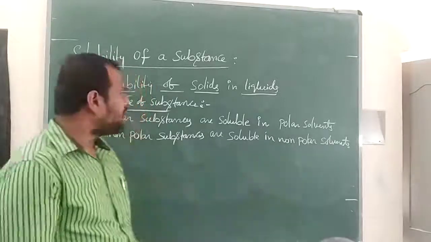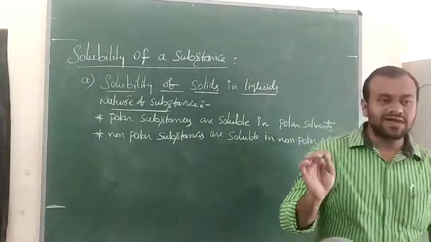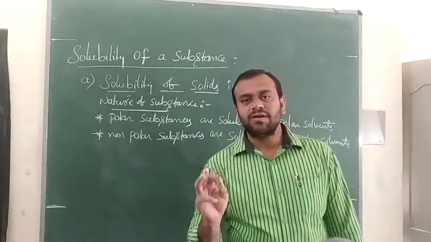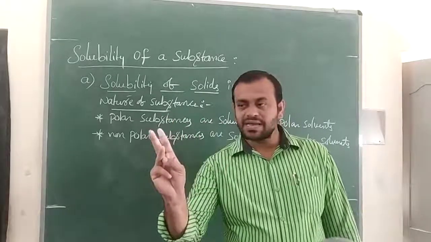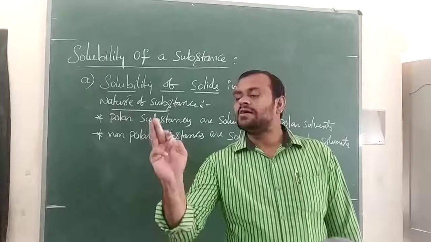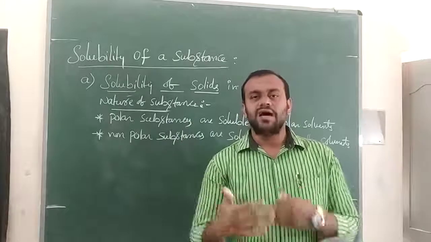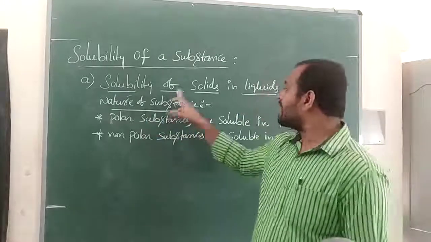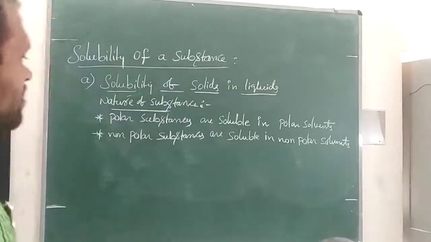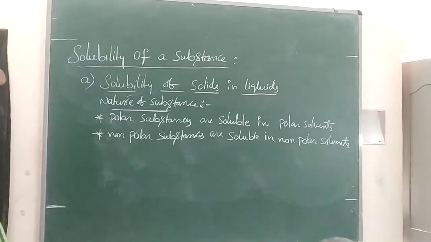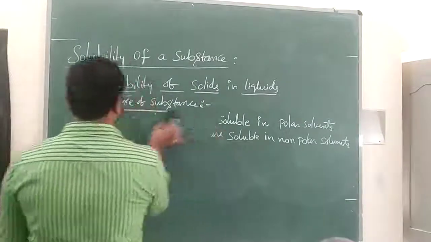Hope you understand. So the final conclusion is that the solubility of solids in liquids depends mainly on three factors: one is temperature, the other is pressure, and the other is the nature of the substance. Hope you understand, right? I am moving to the next topic, that is solubility of gases in liquids.